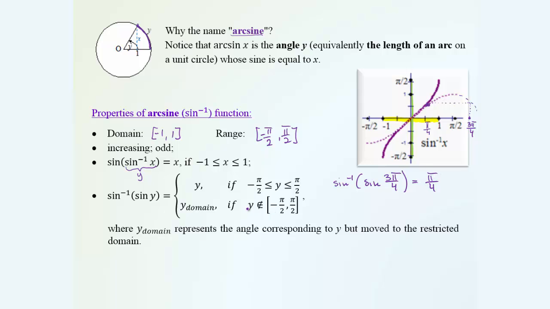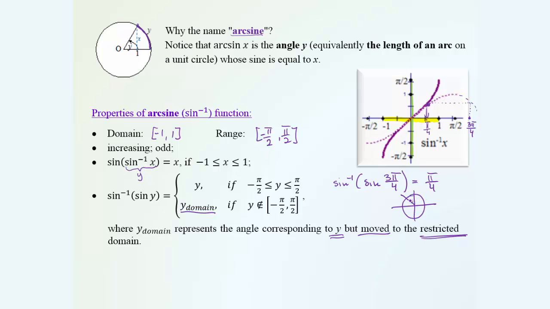What we've done is, because our angle 3π/4 was not in the restricted domain, we had to move this angle to the restricted domain, in this case to the first quadrant. So the value for arcsine of sine of y, if y is not in the restricted domain, is the angle that corresponds to y, but from the restricted domain. So y with the subindex domain in my notation represents the angle corresponding to y, but moved to the restricted domain. So the process of moving this angle to the restricted domain can be done just by looking at the diagram or by looking at the unit circle.